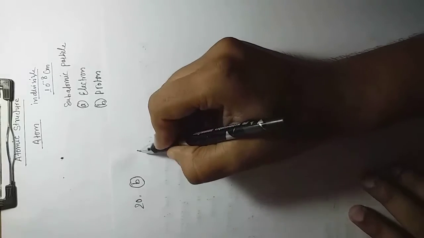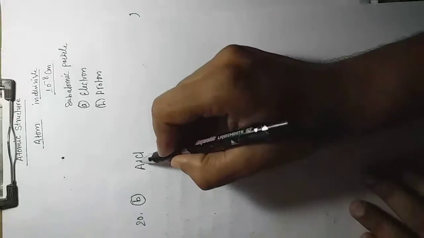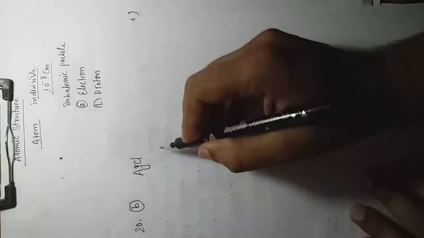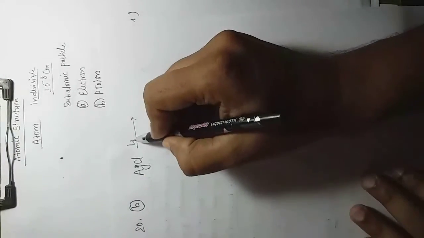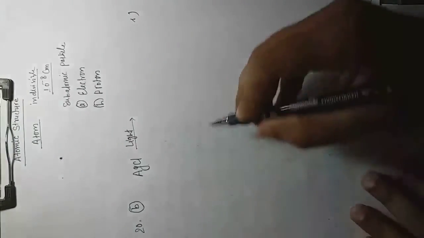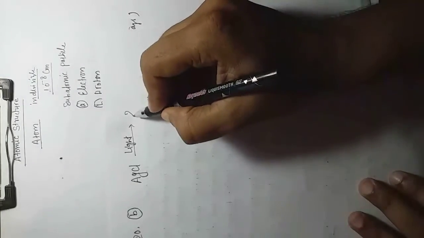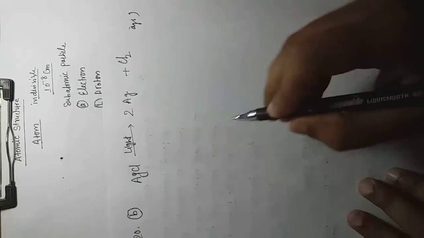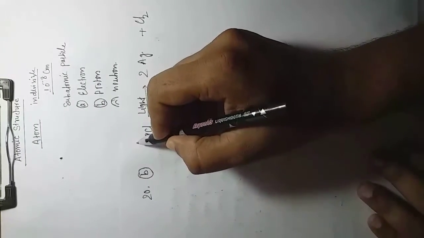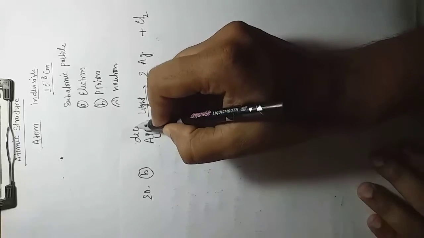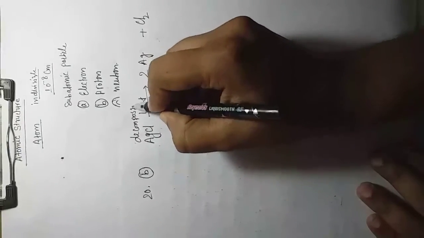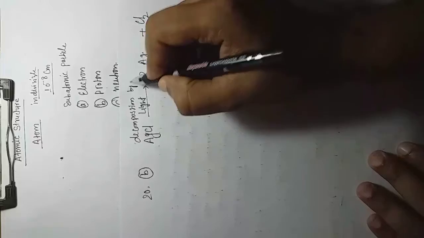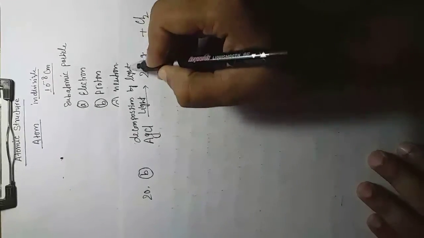Example for this is silver chloride, AgCl. In presence of light, it is going to react and break down into silver and chlorine. This is called decomposition in presence of light.